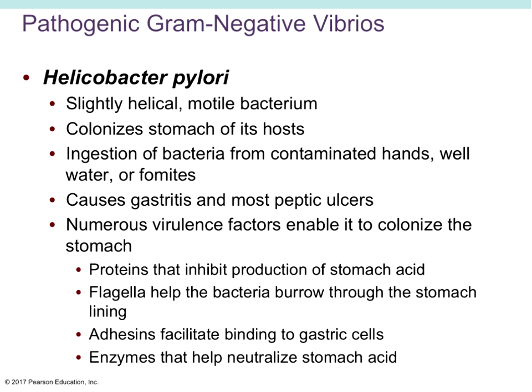There are lots of virulence factors that help the bacteria colonize the stomach. It's got proteins that will prevent the production of stomach acid. It can also live in a more acidic environment than most bacteria. It has flagella that allow it to burrow through the stomach lining, and because of the shape that it has, it can move through the stomach lining very easily. It has adhesins that allow it to bind to your gastric cells, and it also produces enzymes that help to neutralize stomach acid. So it has all of these different virulence factors that make the stomach an optimal place for it to hang out and cause infection.